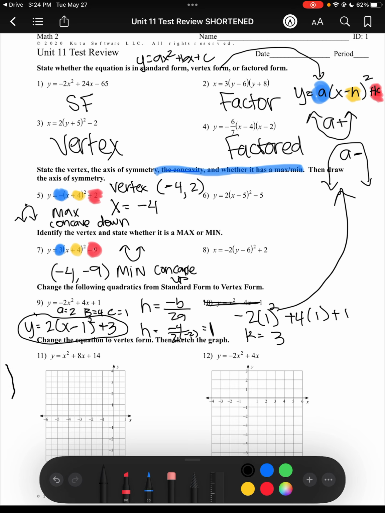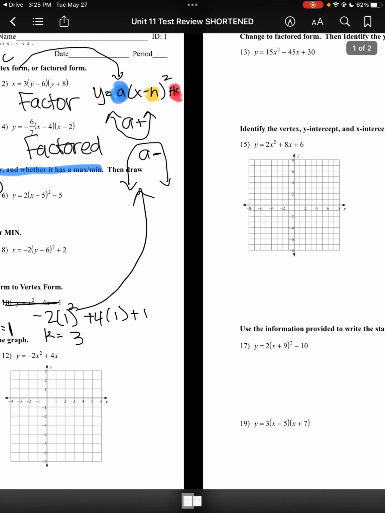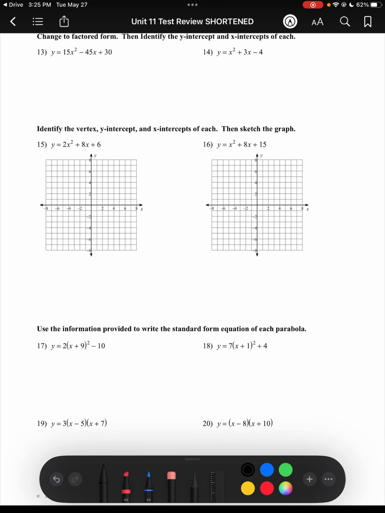All right, questions 10, 11, and 12 are all doing that same process where you have to find h, find k, and then plug it into factored form. All right, this next one says to change this to vertex form and then to factored form and find the y-intercept and the x-intercept. So we can find the y-intercept without changing forms.